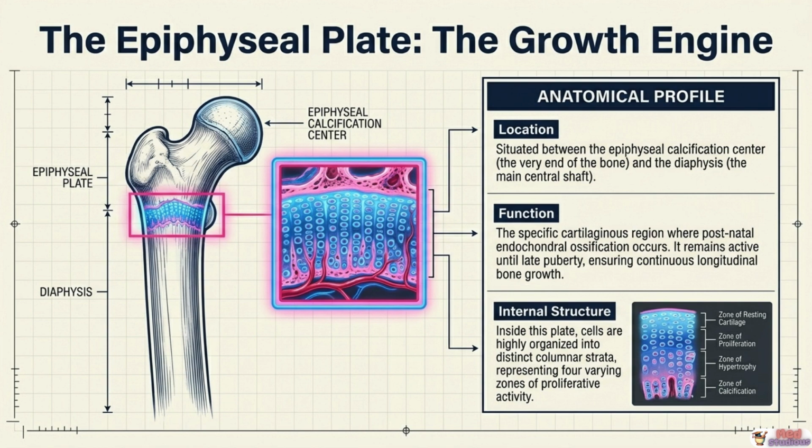Clinical note: fractures through the epiphyseal plate in children, Salter-Harris fractures, are serious injuries because they risk damaging the growth plate and causing premature closure, resulting in limb length discrepancy.